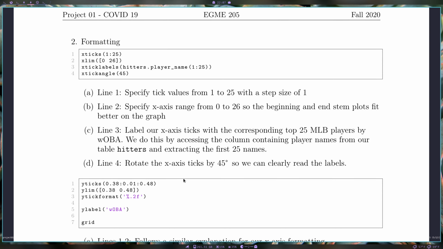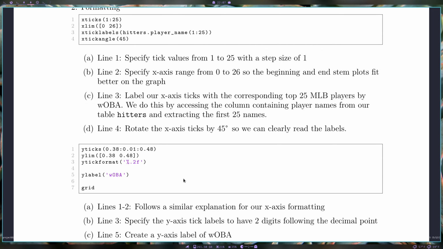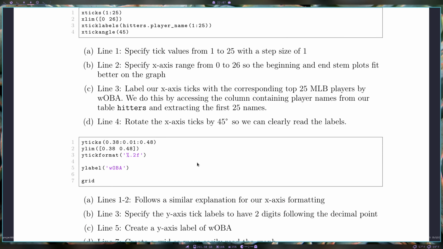If I'm doing the same kind of code, I'm not going to restate what I'm actually doing for that code. There's not really any point in restating it because we already specified what we're doing up here. So in this case, I show lines 1 and 2 when we change the ticks and the limit. That's going to be a very similar thing to what we did for the x-axis up here.